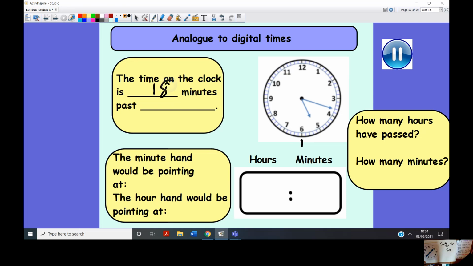Where is our hour hand? Our hour hand is shorter, and because we haven't gone past, we're going to take it to the hour, this hour 5, because our hand is closer to 5, and also we are saying it's 18 minutes past 5. It's 18 minutes since it was 5 o'clock. So our minute hand is pointing at 18, our hour hand is pointing at 5. How many hours have passed? 5 hours have passed. How many minutes have passed? 18. So our time on a digital clock is 5:18.